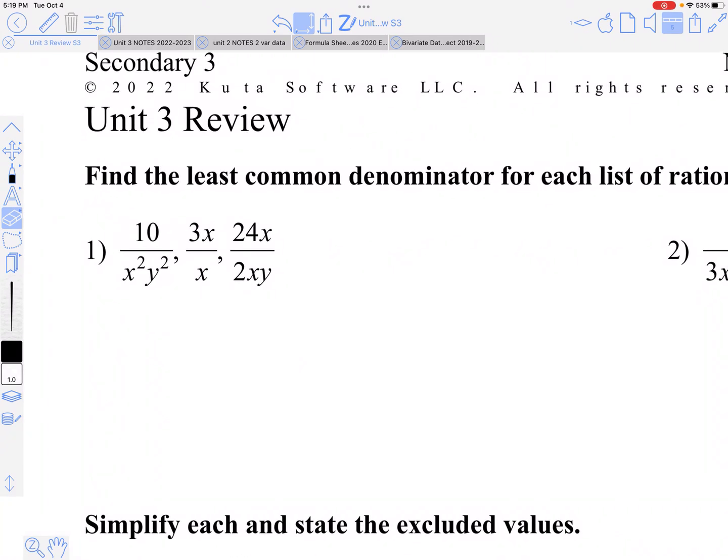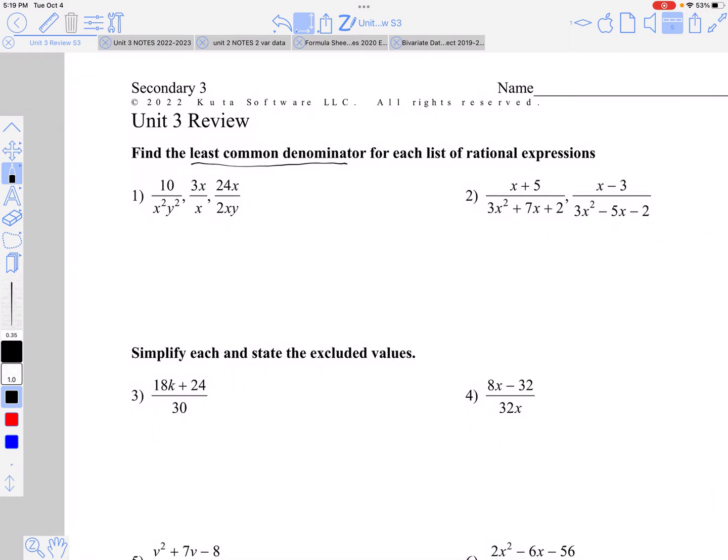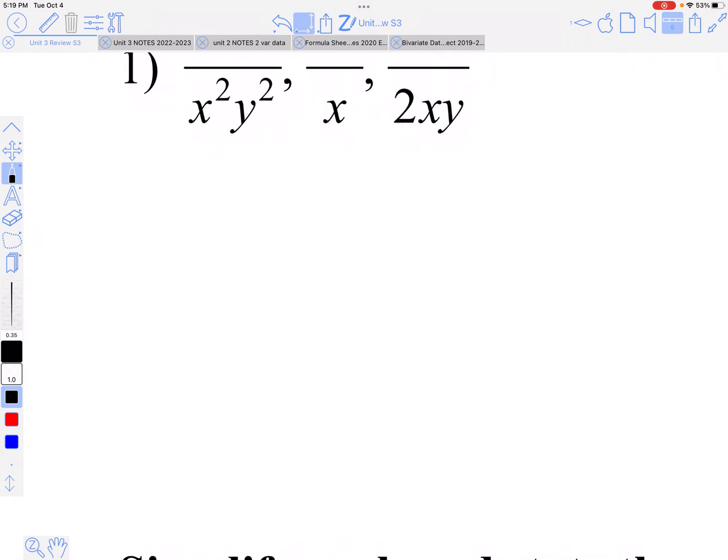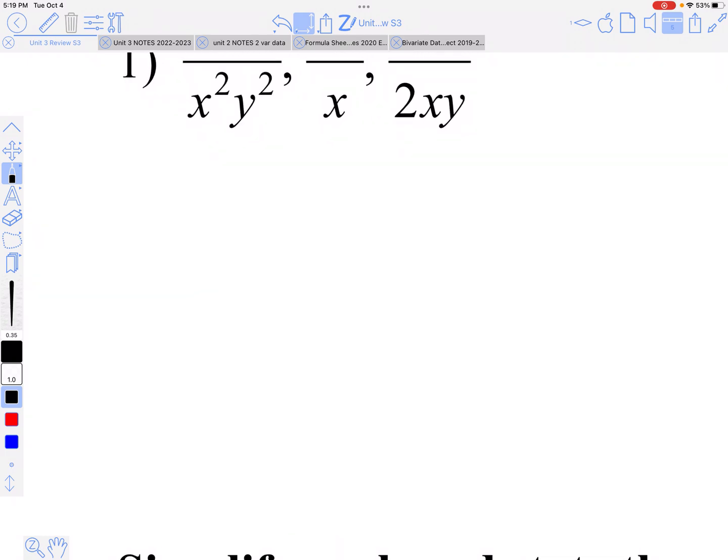The first skill that we're going to review is finding the least common denominator. You're going to need this skill when you have to add or subtract, but we're not going to actually add or subtract the fractions. We're just going to make sure that we have the least common denominator. So we have 3 fractions here. We've got to make sure that they all have the same denominator. You can see I don't even care about the numerator at all.